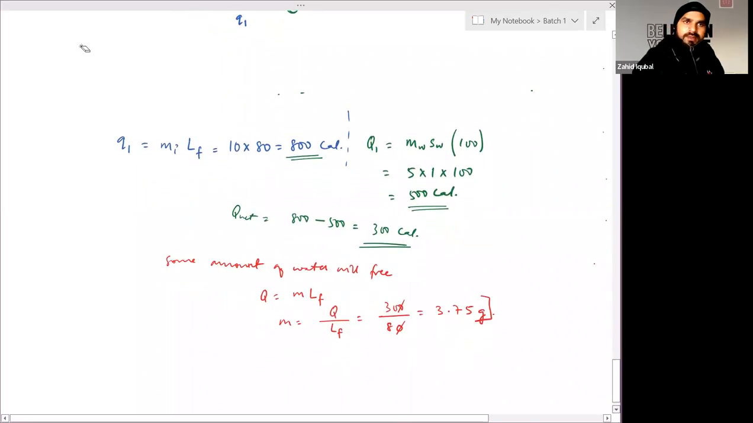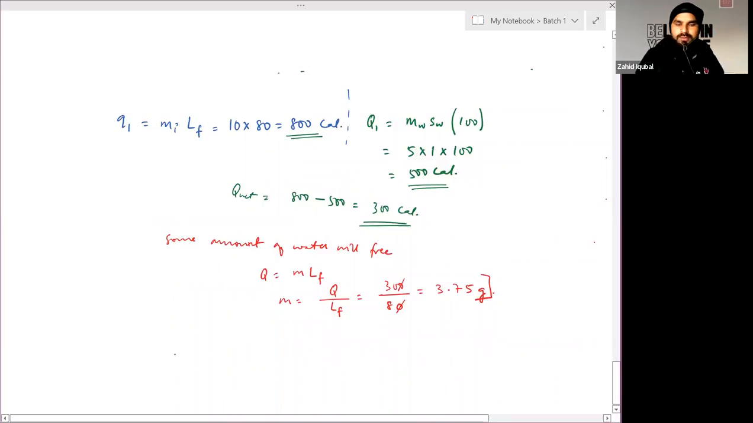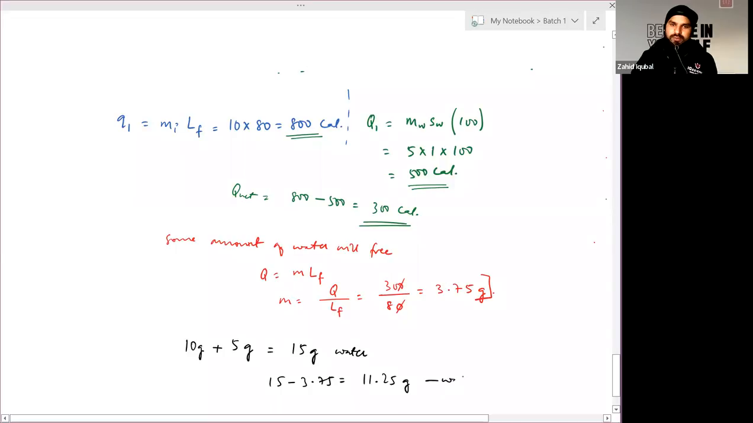It means we had total 10 gram of ice that has converted into water, plus 5 gram water that has converted from 100 to 0 degrees Celsius. So in total, we had 15 gram water initially at 0 degrees Celsius. From this, 3.75 gram got converted into ice. So you're left with 15 minus 3.75, that is 11.25 gram water and 3.75 gram ice. And both these two will be at the same temperature, 0 degrees Celsius.